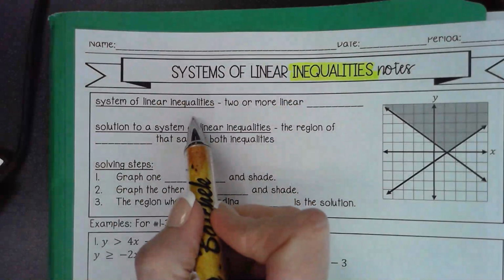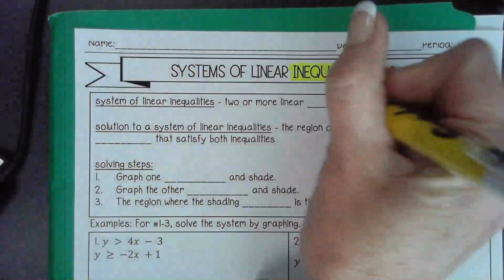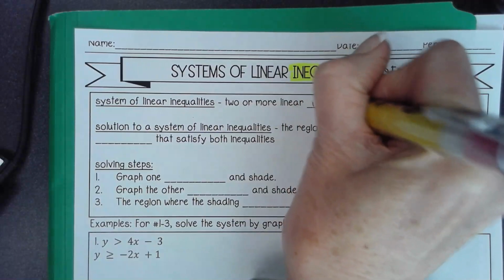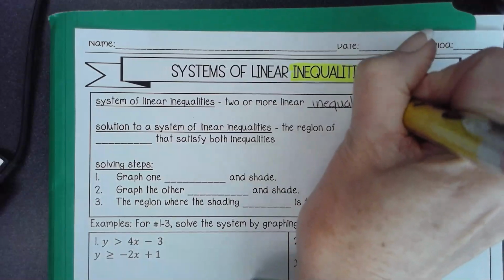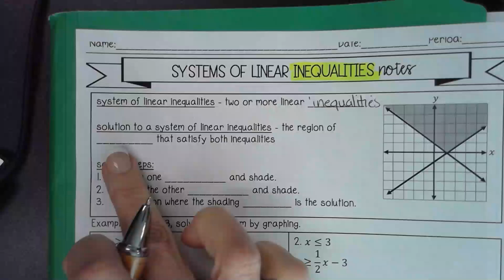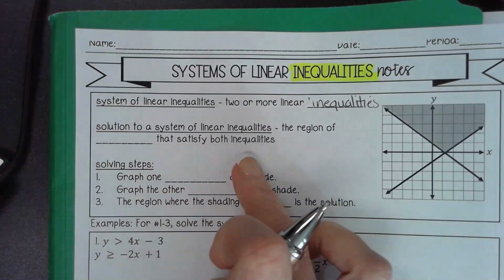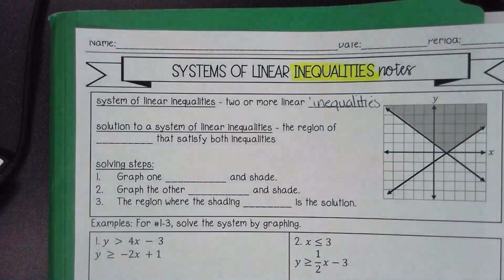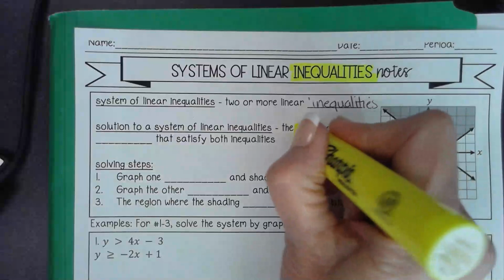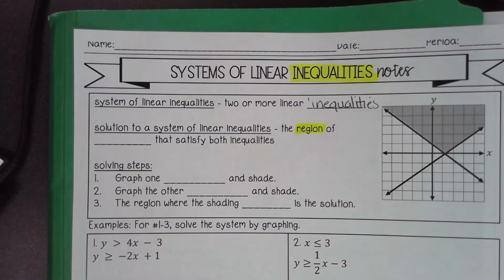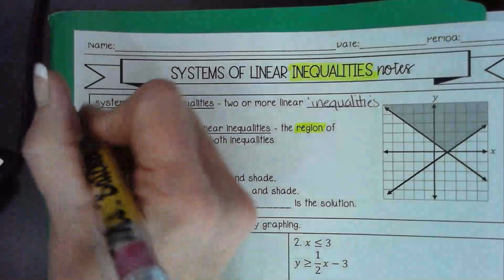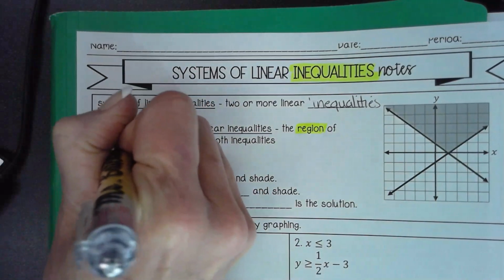So a system of linear inequalities is two or more linear inequalities. Remember, a system is two or more. The solution to the system is not an individual single answer. That's how this is different. It's actually a region of solutions that satisfy both inequalities. It's a region.